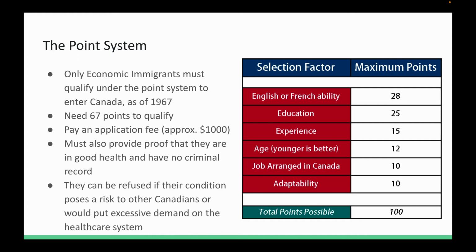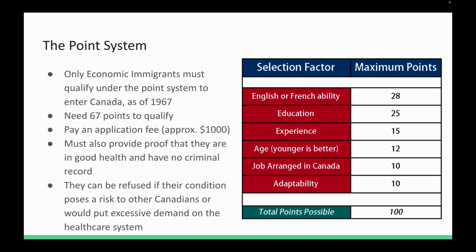So you go through all of this, and you can see we've got our 6 factors here. Your ability to speak English or French to a total maximum points of 28. Maximum points for education is 25. Experience, work experience that is, for 15 points. Your age, here it says younger is better, is 12, but too young is also not good because you need to be of working age, because this is for economic immigrants. Do you already have a job arranged in Canada, for 10 points, and your adaptability is 10 points. So do you already have somebody that is here?